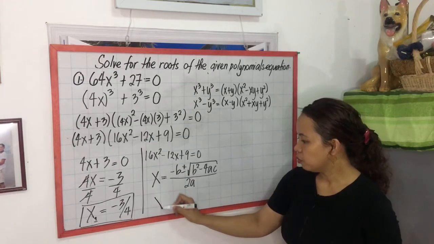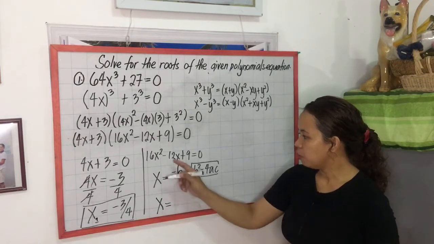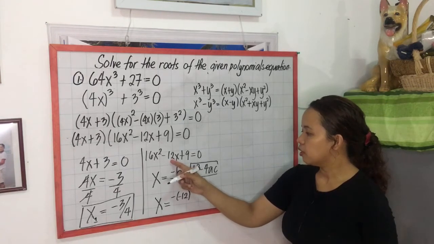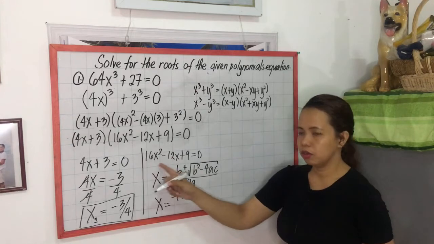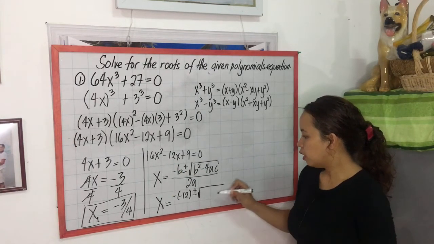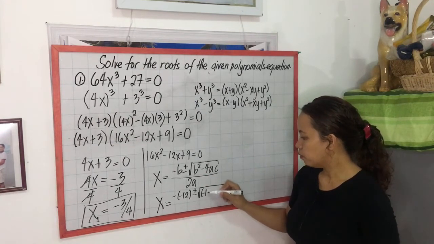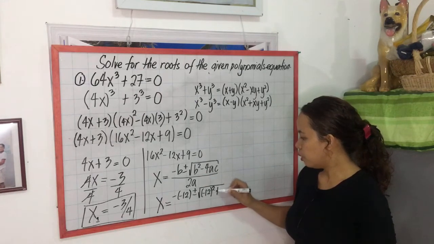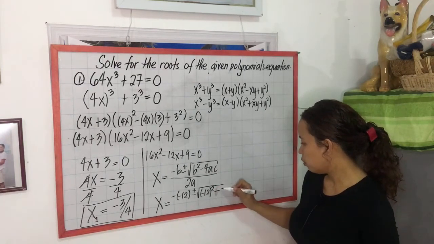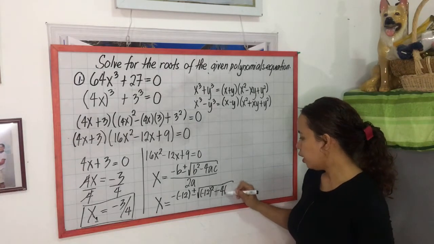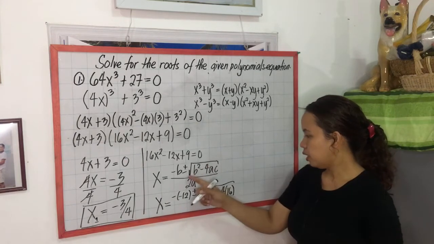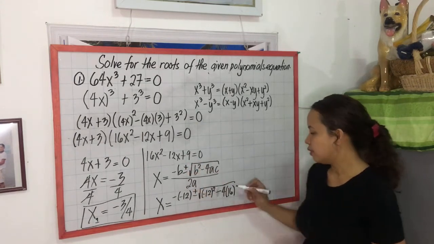We can just substitute the values to the formula. So, negative b, negative of negative 12. We'll just take the constant. Hindi natin isama yung mga variables na x. And then, square root of b squared, so negative 12 squared. And then minus, sorry, this is minus, minus of 4. Our a is 16, and our c is 9, 4ac.